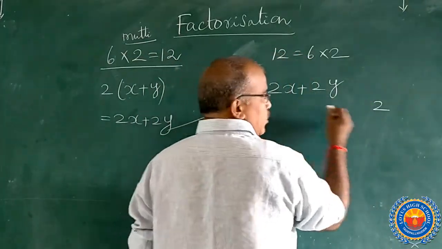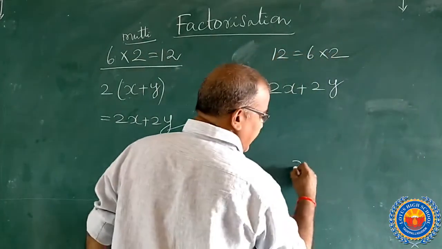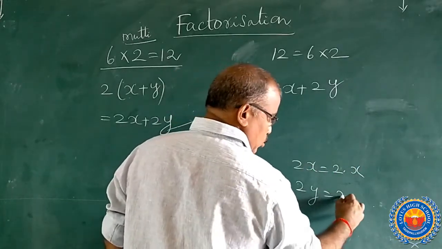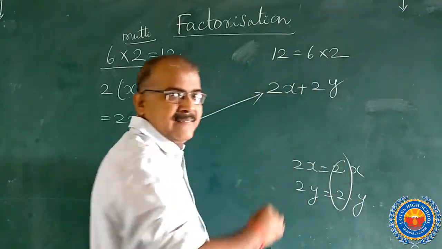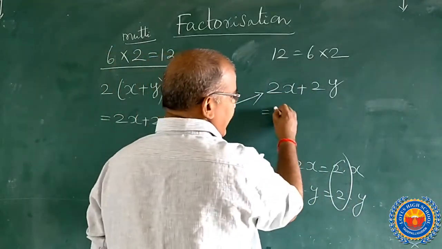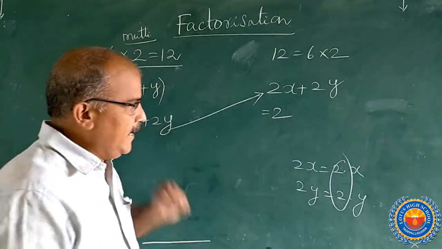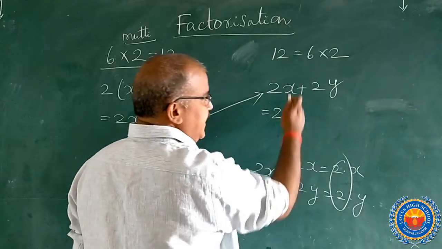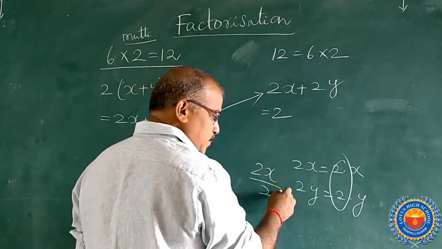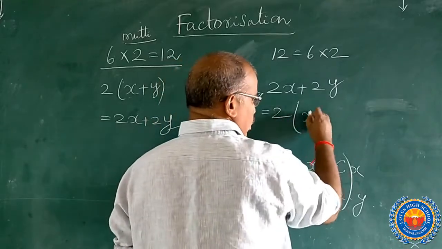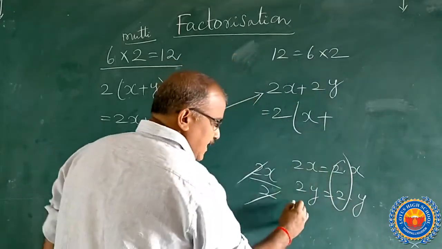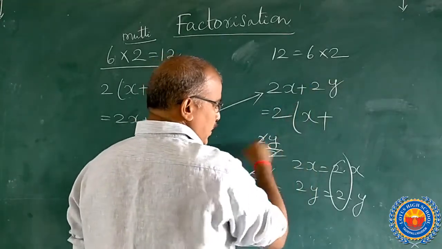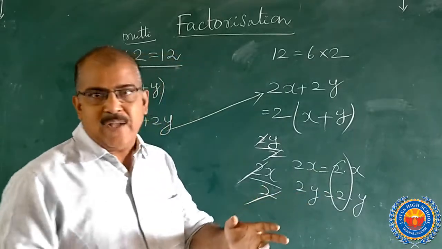2x, the first term, is nothing but 2 into x. 2y is nothing but 2 into y. What is common in that? 2 is common. That's why you write 2 as common. The next step, 2x by 2 is equal to x, it is left over. Plus is common. Next, 2y by 2, the 2 cancels, y is left.